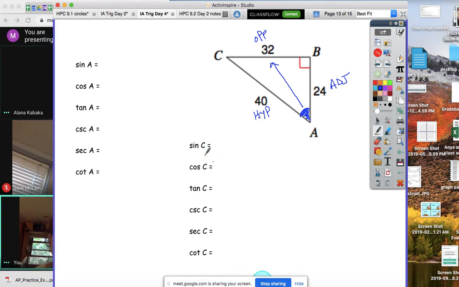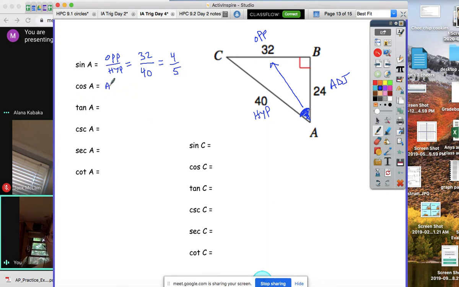Okay, so sine of A. Sine is opposite over hypotenuse. That means we take the opposite side from A, which is 32, and divide it by the hypotenuse, which is across from the right angle, which is 40. And then reduce your fractions if you can. This one reduces down to 4/5. Some of the ones on the homework are not going to reduce, and that's fine. But if it can reduce, you should.